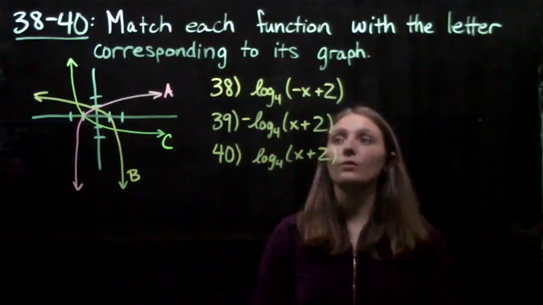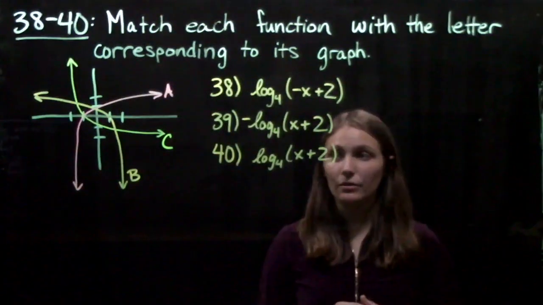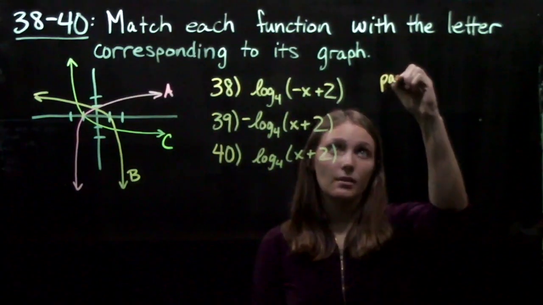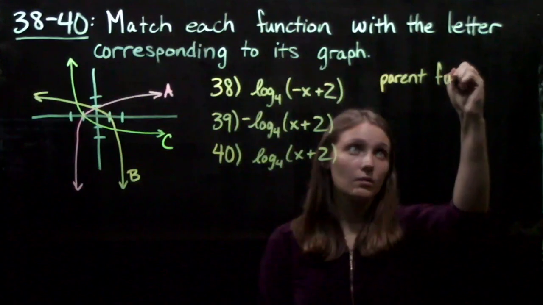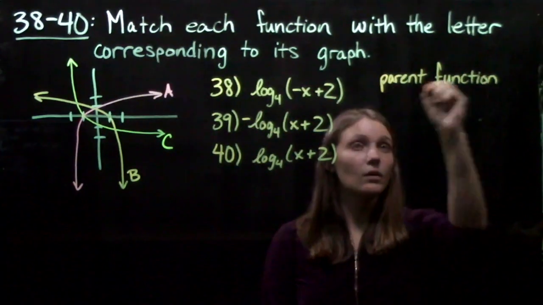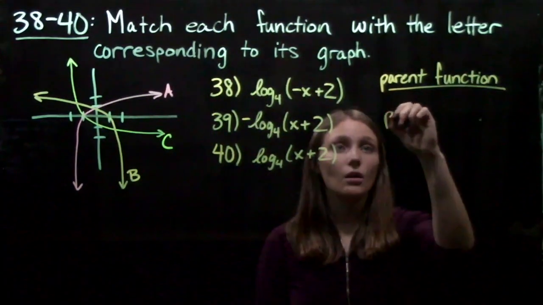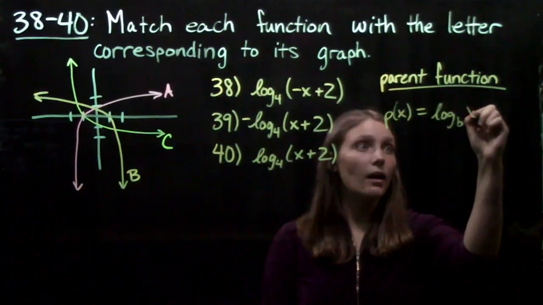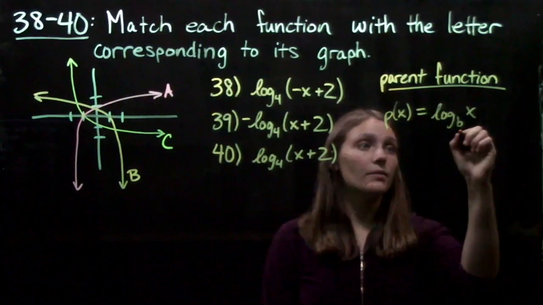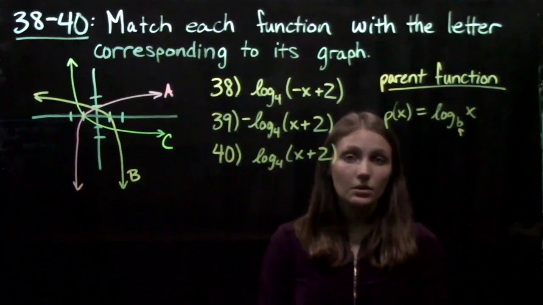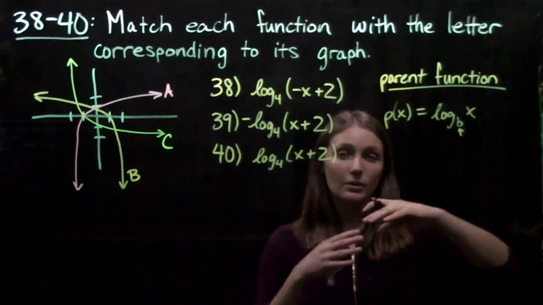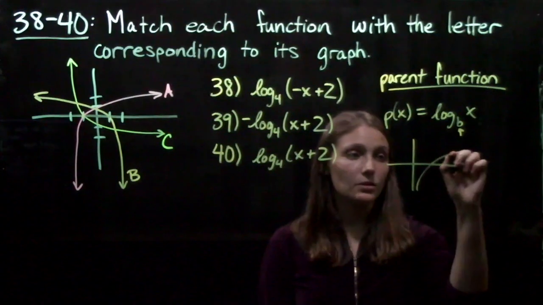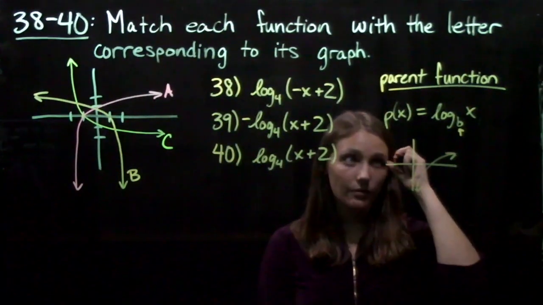So what we're going to do first is determine what's the parent function of all of these. The basic form of a logarithm is the parent function. The parent function for logarithms is going to be p of x equals log base b of x. And this b factor, the base, all that's going to do to our basic logarithm is stretch and compress the graph. So our basic logarithm is going to look like this as its graph.